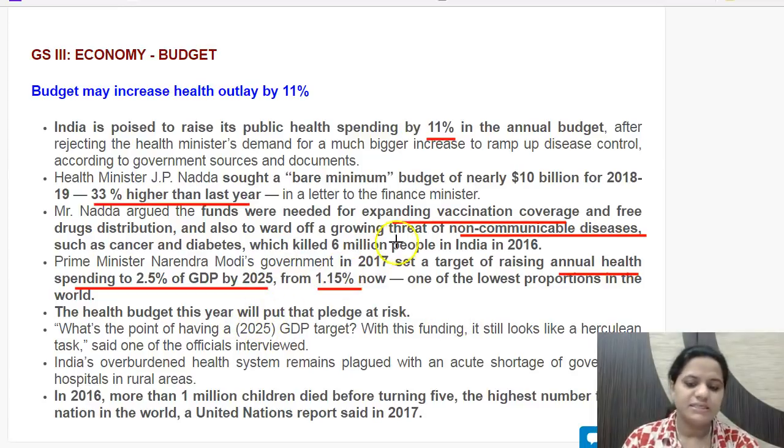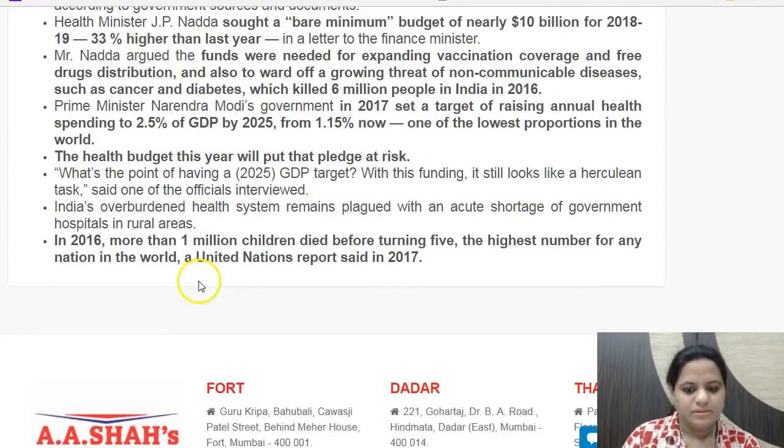So health budget this year will put this target at risk as such too, has been pointed out. So with this funding, it will be a Herculean task to ensure that this target is achieved by 2025, is also highlighted by experts. Also in India, the number of children under 5 mortality rate is also quite high according to UN reports too. It's the highest number for any nation in the world. So health expenditure needs to increase, but then this is the news presently.